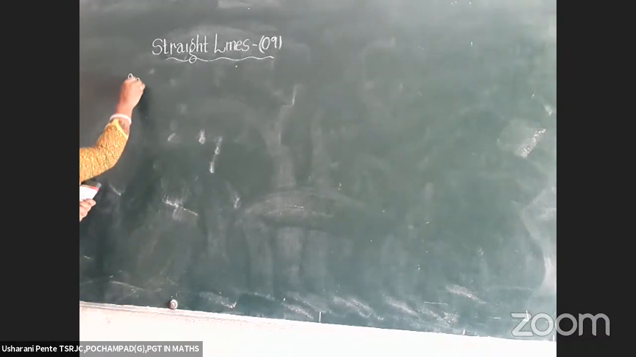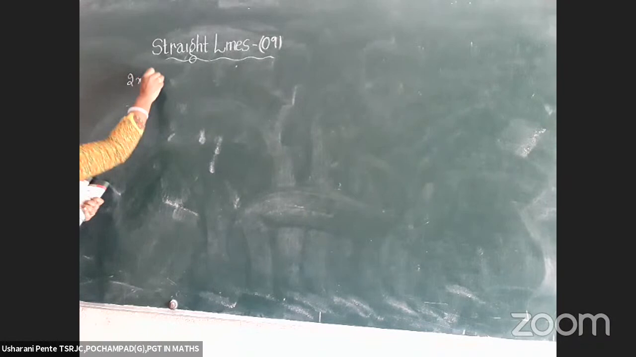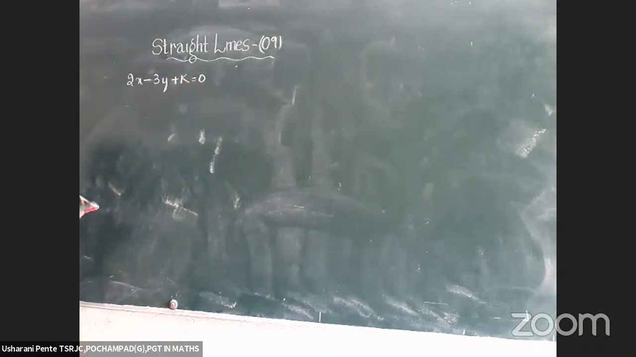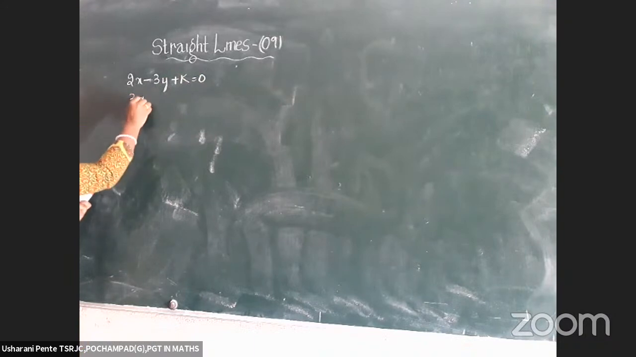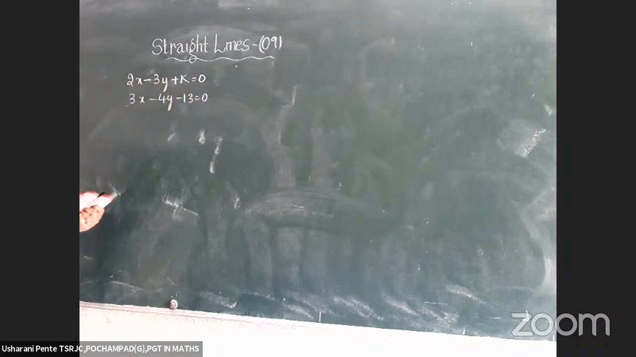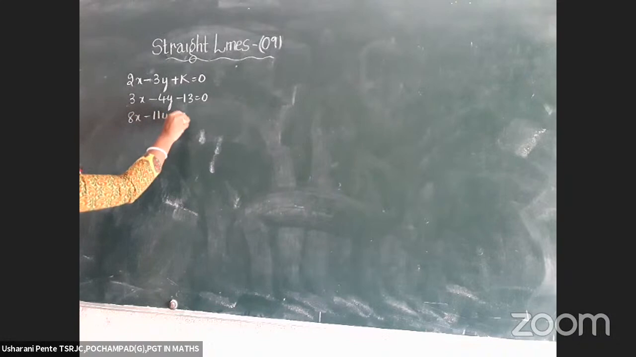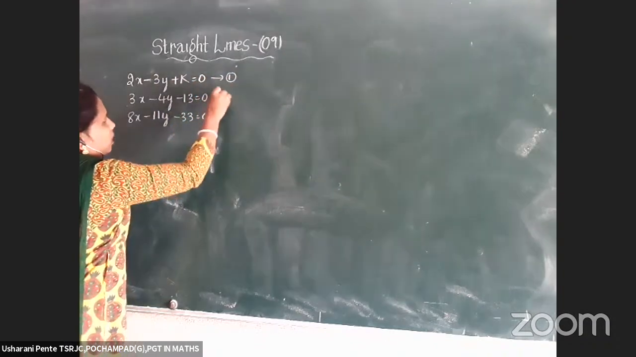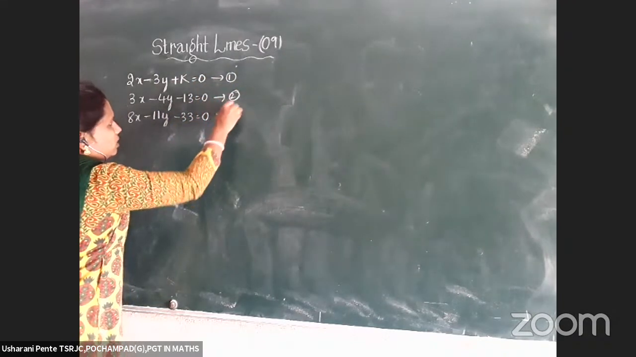So we have to take the three lines, that is 2x minus 3y plus k equals 0, 3x minus 4y minus 13 equals 0, and 8x minus 11y minus 33 equals 0. They have given that these lines are concurrent. Let them be equation 1, 2 and equation 3.